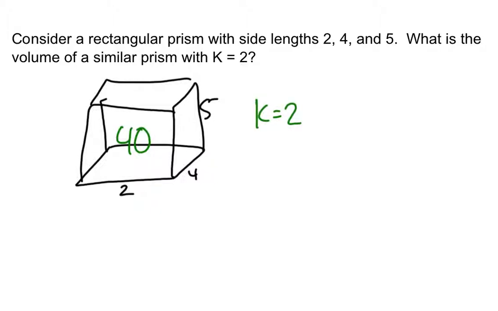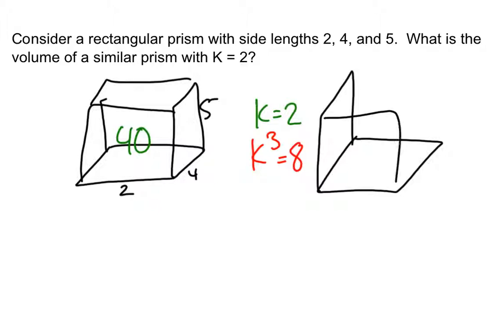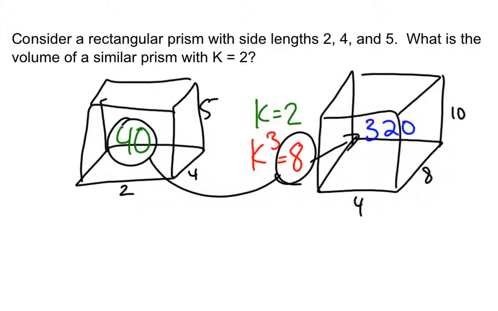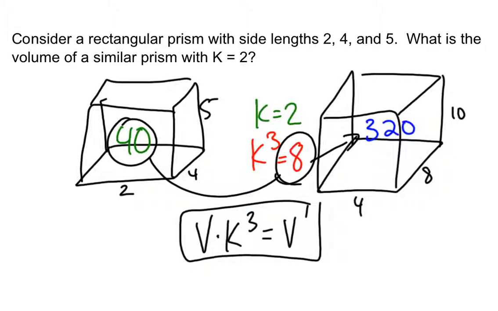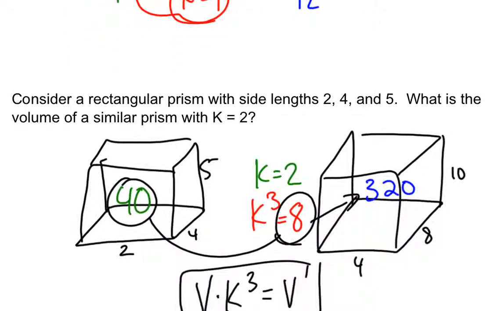So let's consider that. If k squared is the area, then k cubed is going to be the volume. That's actually going to give us an 8. We can test that. With a k factor of 2, the side lengths will be doubled, so it'll be 4, 8, and 10. Then if I consider the volume, 4 times 8 is 32, times 10 should be 320. Which, if you just use your rule, 40 times 8 is 320. So we have this volume, and multiply by the cubed K factor, I get my new volume.